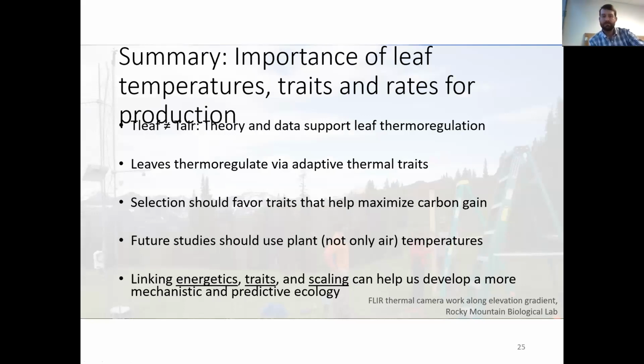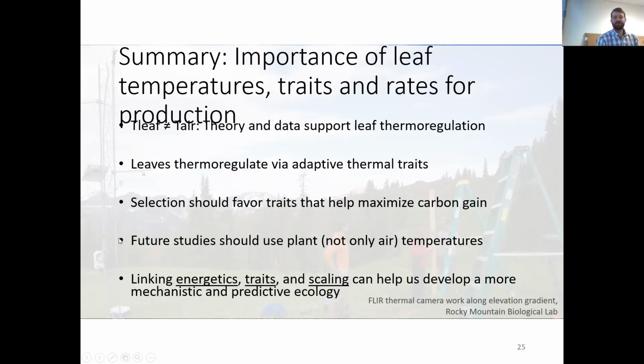Okay, so just to summarize the main points, I hope I convinced you in the first part of the talk that leaf temperatures almost never equal air temperatures. We can look at theory and data across the board, and almost never will you find leaf and air temperatures that are equal. Instead, we tend to find that leaves appear to thermoregulate. It appears as though this thermoregulation may originate from adaptive thermal traits, and so from selection on leaf economics in order to maximize carbon gain.